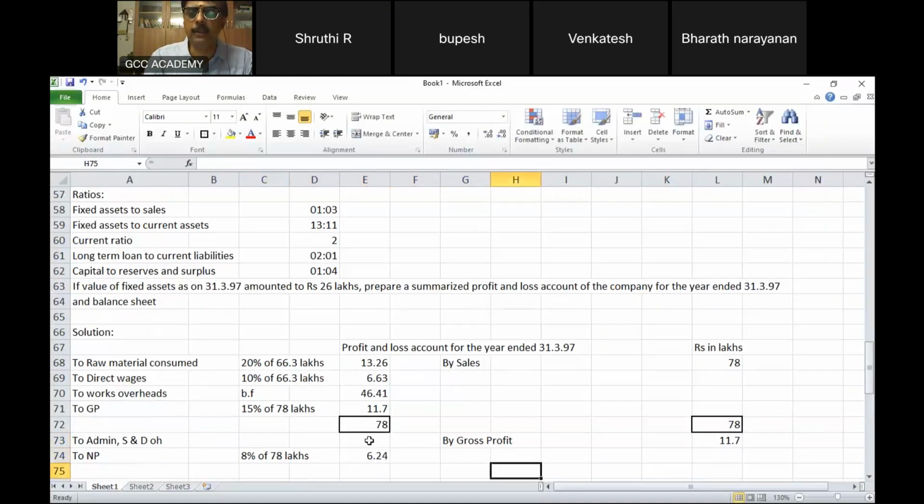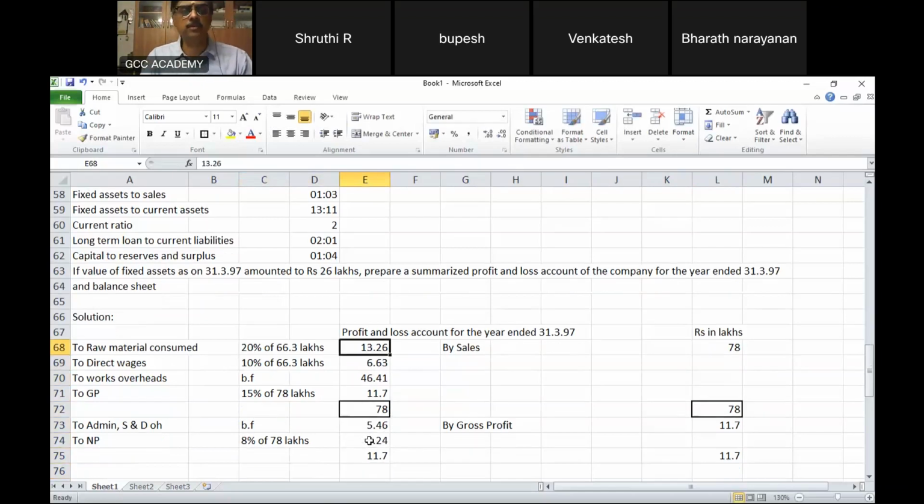As I said, 11.7 is gross profit, 6.24 is net profit, and the balancing figure is your admin, selling and distribution overheads. What is the balancing figure? 5.46. Very good. So we have completed the profit and loss account, which is trading and profit and loss. In fact, you can call this trading and profit and loss, though the question says only P&L, no problem. So any doubt in this? All of you have understood?